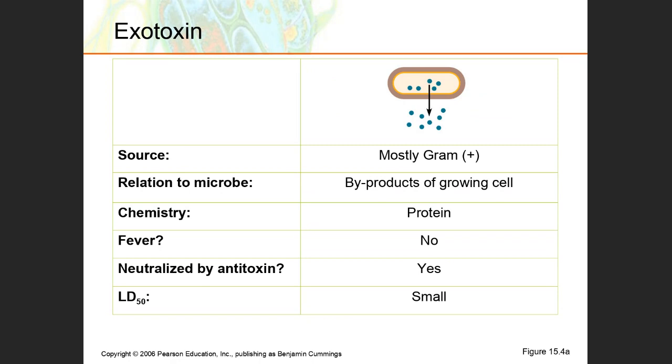animals. So low LD50 is bad. That means the substance is very toxic. High LD50 is good. That means your substance is not very toxic. Is that okay, Christiana? Thank you.